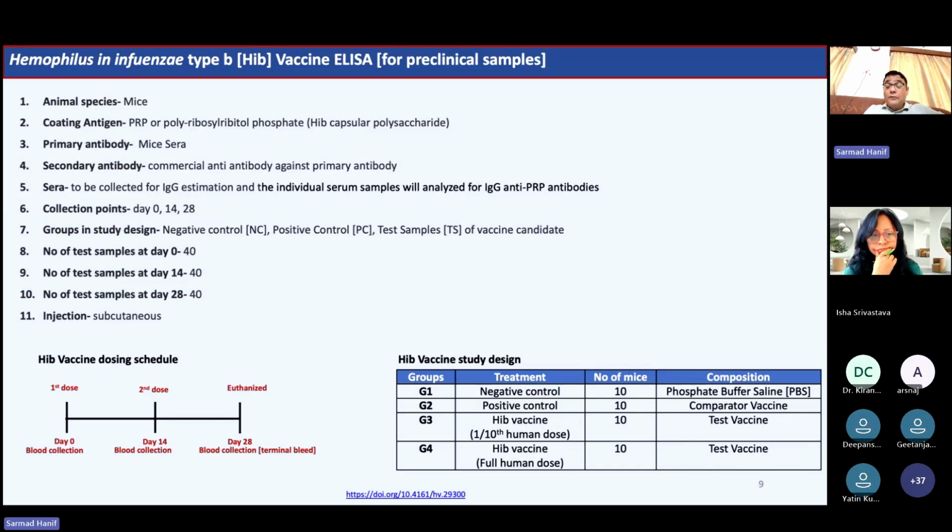How many samples you have to evaluate is 120. So generally, it is not like that we have 40 animals, we have to establish, so we have to estimate IgGs in 40 samples.